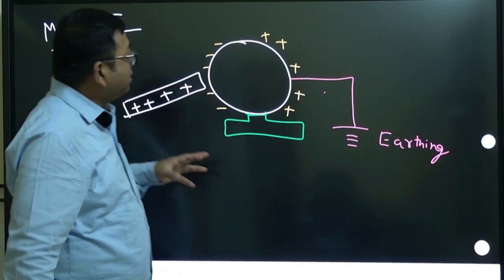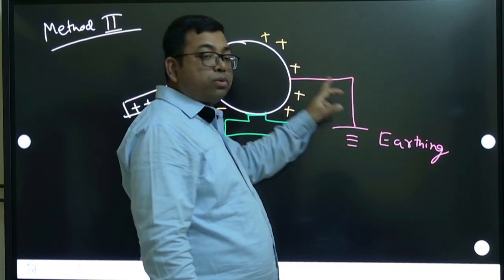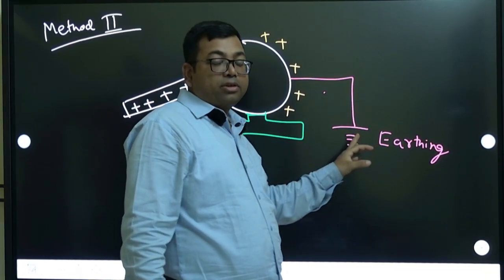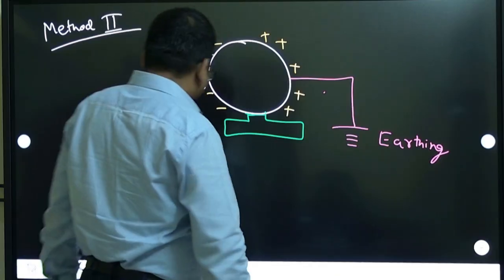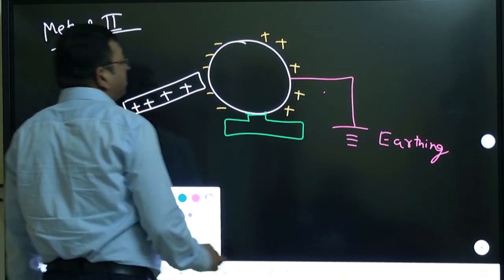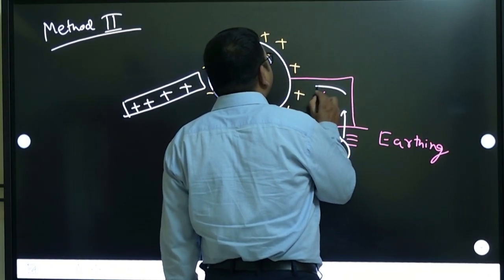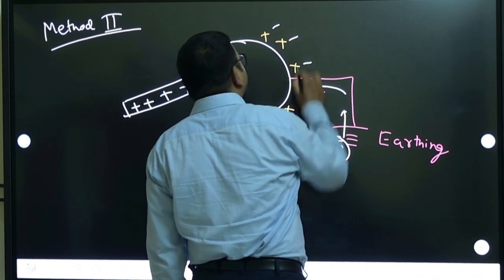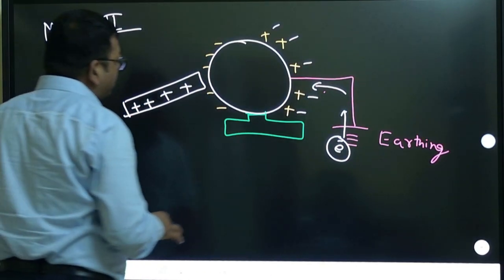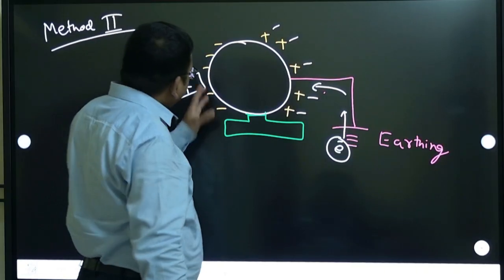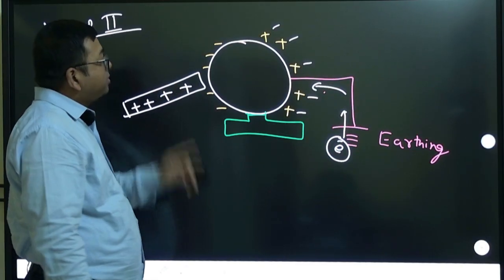What happens in earthing is that it is a conducting wire. So this excess charge will go to the ground. Or you can say electrons from the ground will come and neutralize this. Electrons are negative charges. These electrons will come and neutralize all this positive. So now the right side has no charge left, right? Left side has only negative charge because this rod is inducing negative charge there.